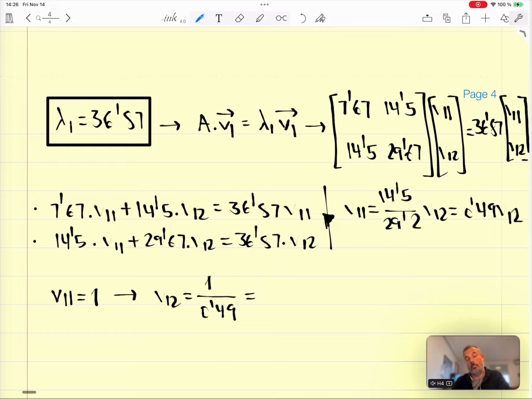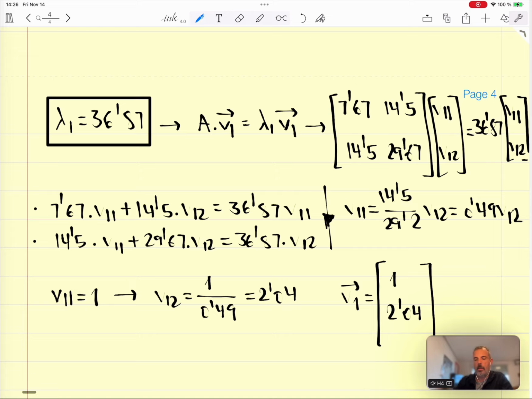Wait. 1 divided by 0.49 equals 2.04. Okay, so the first eigenvector has elements 1 and 2.04. Okay.